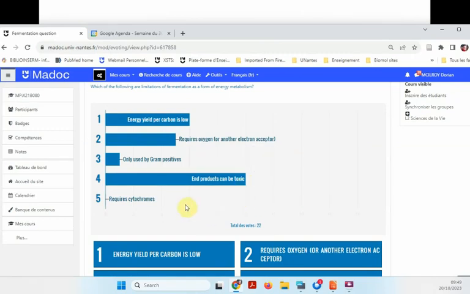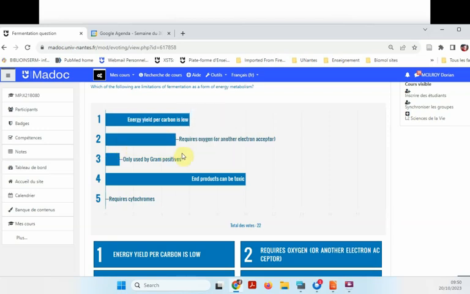Requires cytochromes. That's not true. That's true for respiration, as we'll see. Only used by gram-positives. Not true. Gram-positives and gram-negatives perform fermentation. And then that gives us 1 and 2. Number 1 is correct. This is the main drawback. Energy yield in terms of ATP per carbon is low. Okay. But 2, this is false.